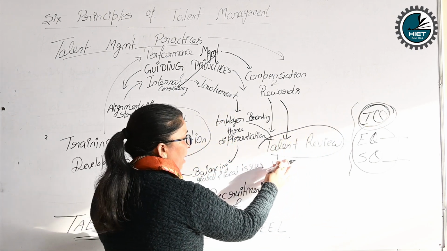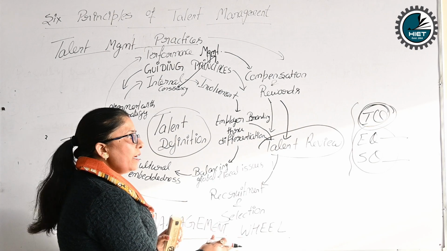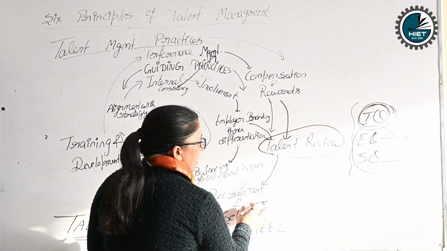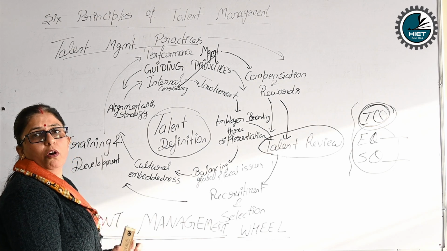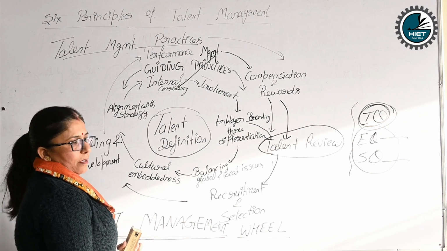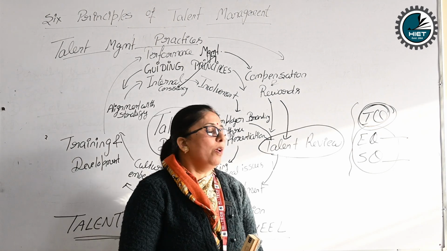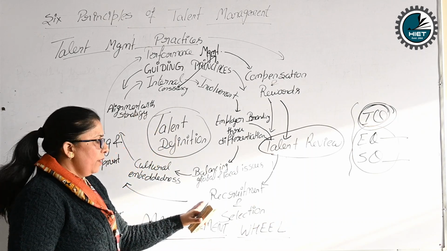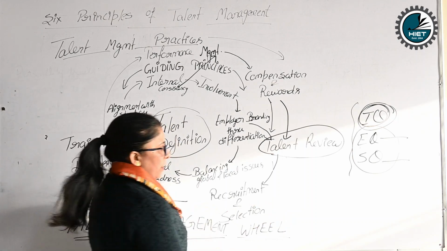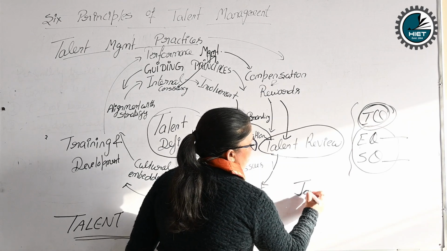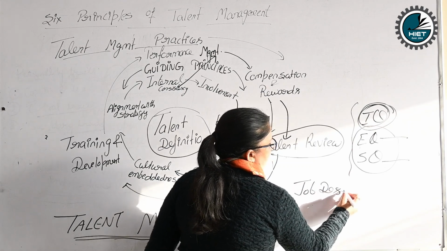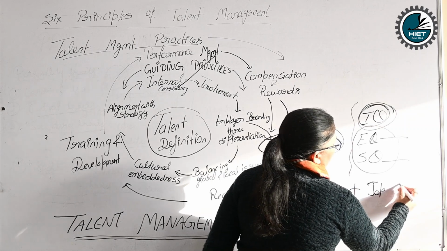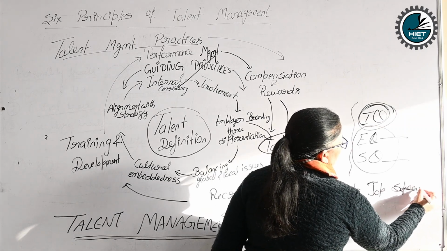After finding out the talent in the candidate, they finally place that candidate in the proper location or the proper job designation. So when you decide about the talent, you select any candidate. So you go for job description and job specification, right?